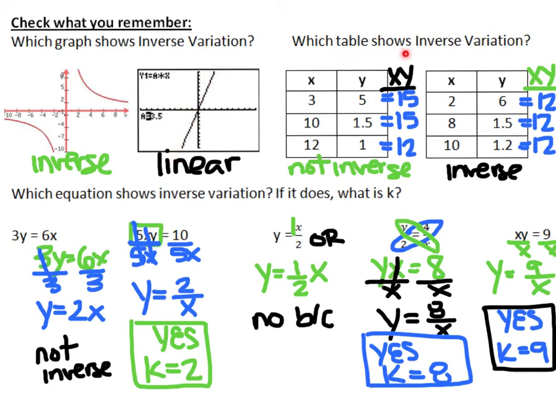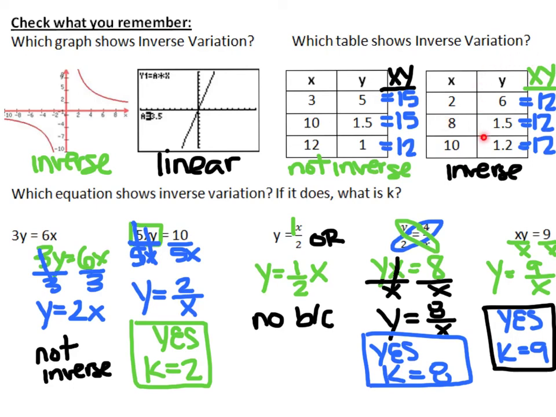Now looking at the table, which table shows inverse variation? Remember, for inverse variation we use x times y. So that's what I did here. I did x times y and figured out what would be the k value. In order for this to be inverse, they all have to be the same. Notice here I get 15, but 12 times 1 gives me 12. So because they're not all the same, this is not inverse.